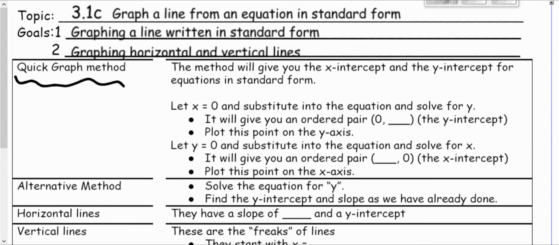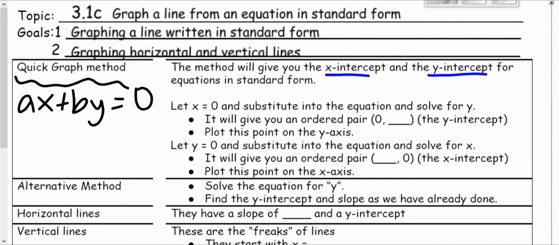This is going to be new. So standard form is when you have a line in the form ax plus by equals c. And if you remember from before, we have been graphing lines that were in slope-intercept form, and that is y equals mx plus b. So this is a little different. We can't just find the slope and then graph it. So what we have to do is find the x-intercepts and the y-intercepts.